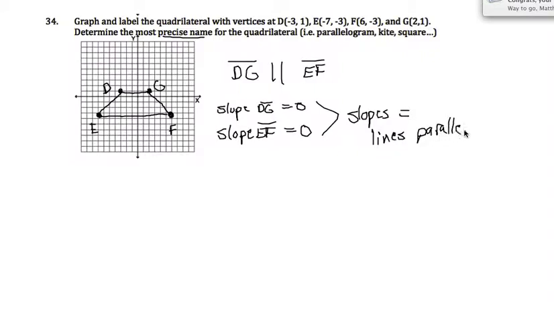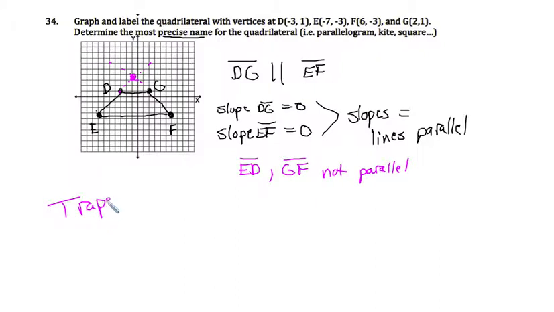Very important concept you need going into this test. So that proves to me that I have one set of parallel sides. And I can tell that DE and GF, if I were just to extend those, are going to run into each other right here. So ED and GF are definitely not parallel. So this tells me it's a trapezoid. It's not a kite because I don't get any parallel lines in a kite, and it's not a parallelogram, rectangle, rhombus, or square because I don't have two sets of parallel sides.